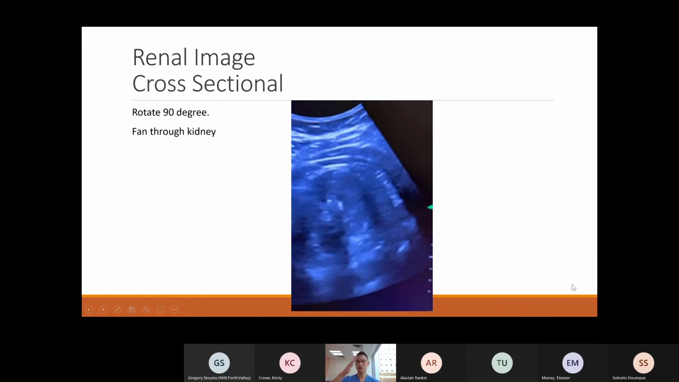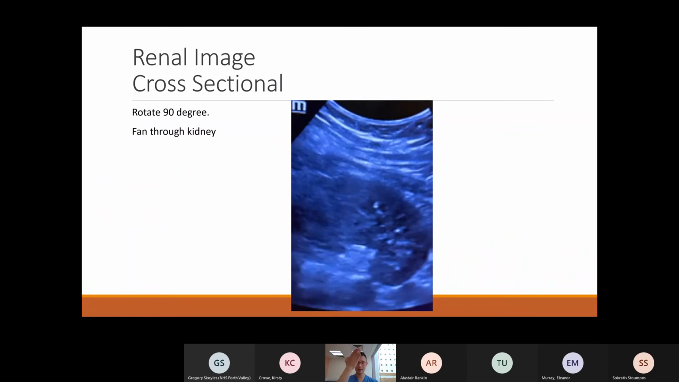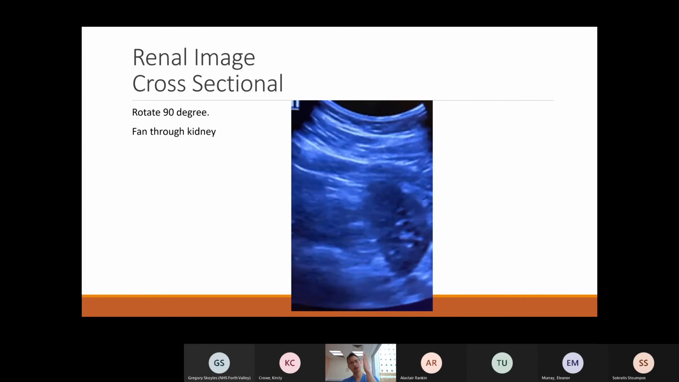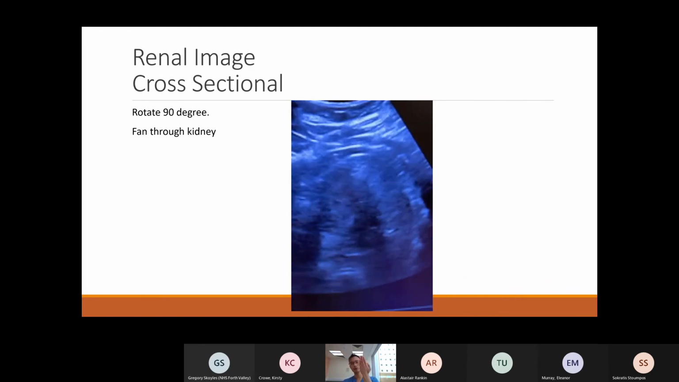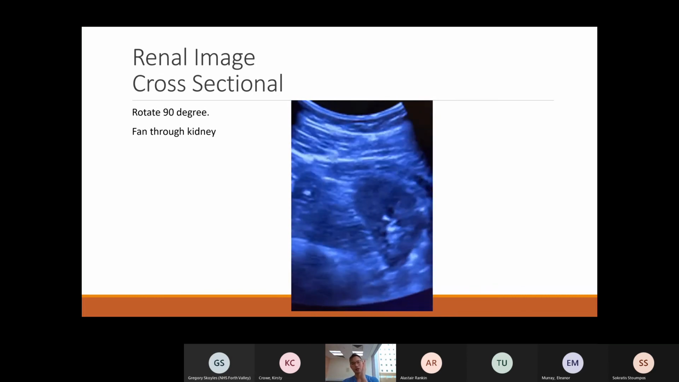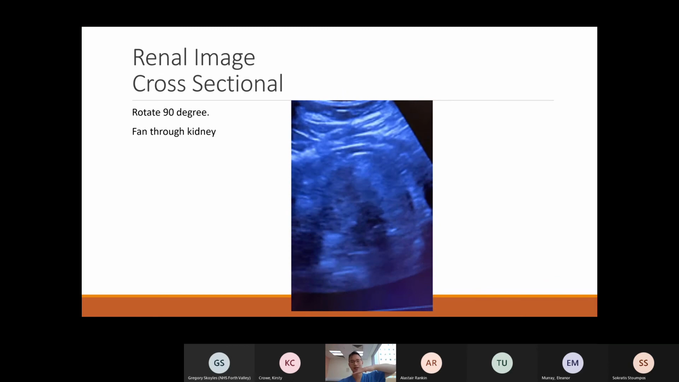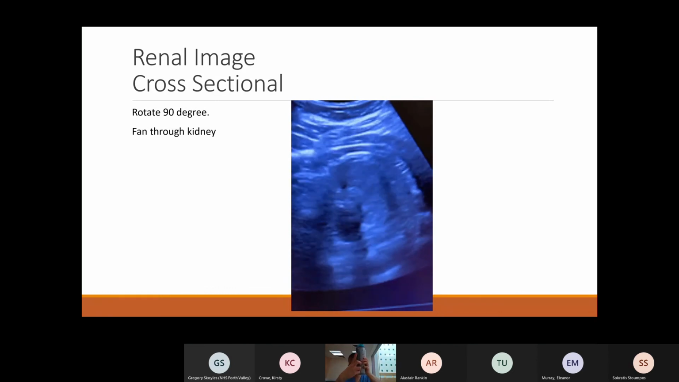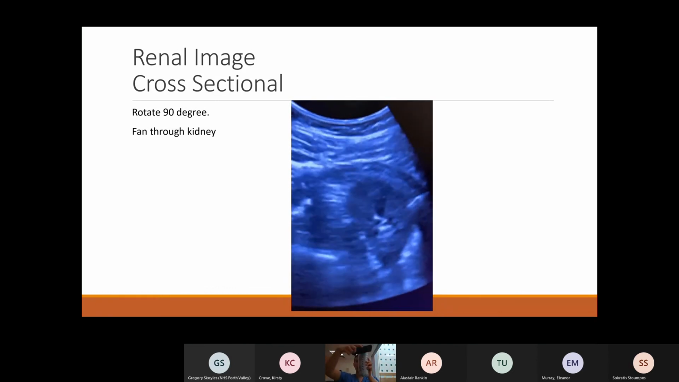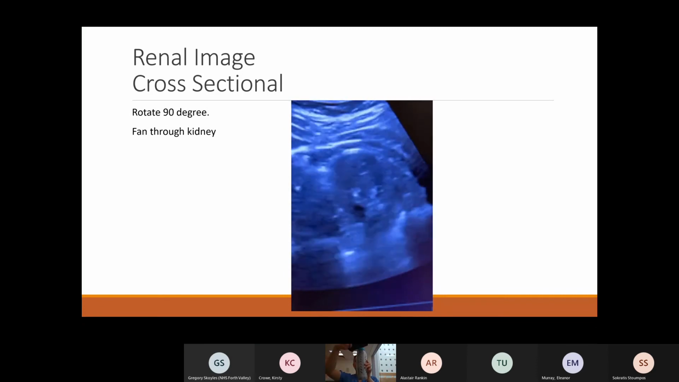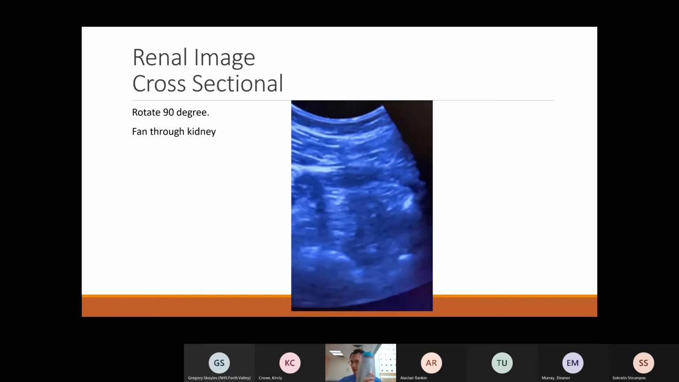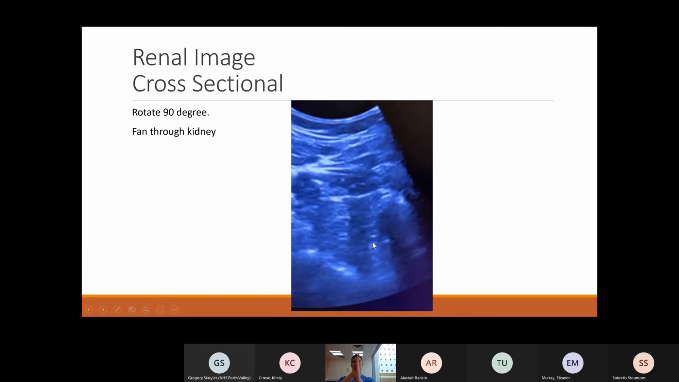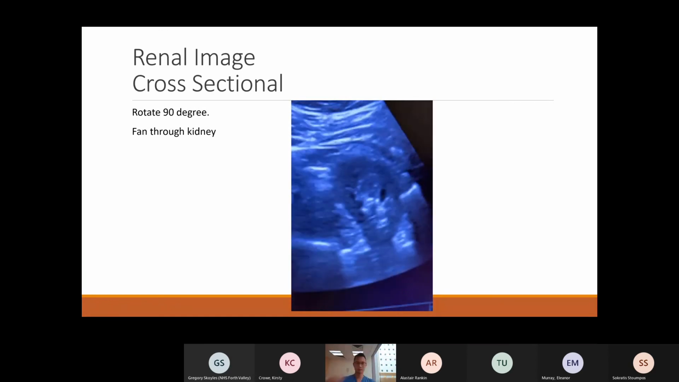So after you have done your length, let me go back. Once you have found the longest longitudinal length of the kidney and you fan through, it's also important to assess the kidneys cross-sectionally. You do so by rotating the probe 90 degrees and then fanning through the kidneys up and down. So instead of like this, just look at my screen, please. You turn it 90 degrees and you scan up and down. This will be very useful when you have kidneys that contain space-occupying lesions like cysts, abscesses, or hydronephrosis, which I'll touch on later on. So it's important to scan longitudinally as well as cross-sectionally.